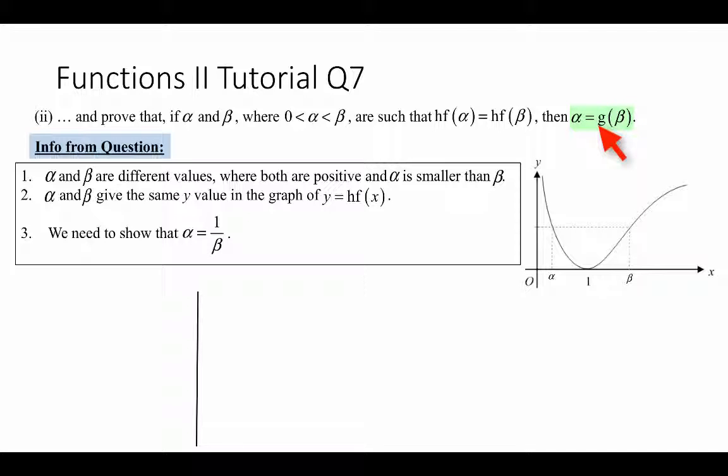Next, what do we need to show? We need to show that alpha equals g(beta), whereby based on the function g, what we need to show is that alpha equals 1 over beta. Now, let's see how this could be done.